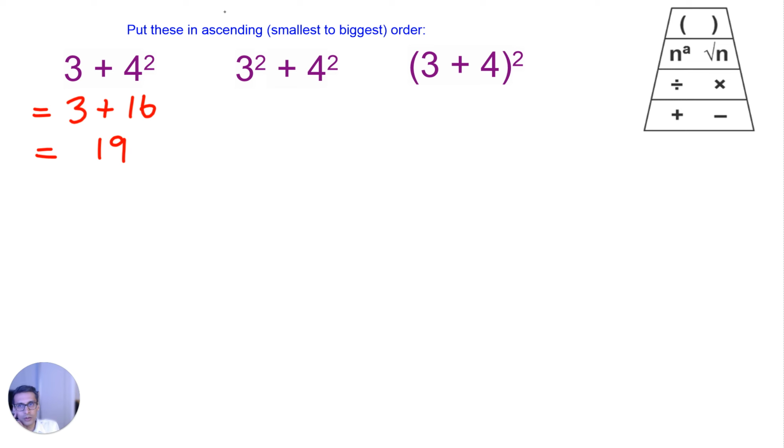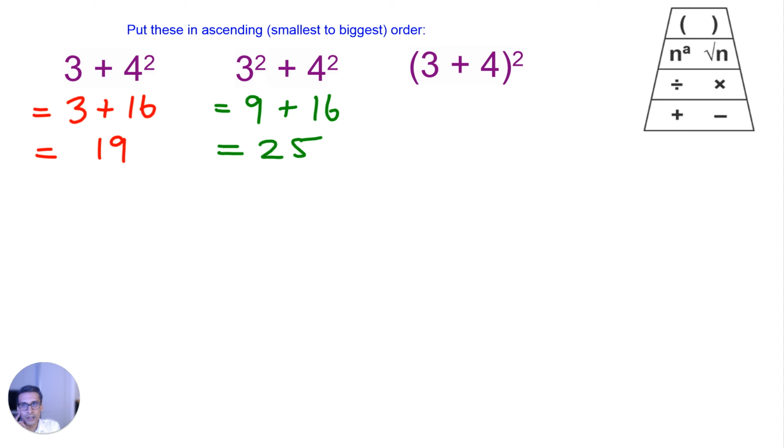Now we're going to work out the next one using the same method, the order of operations. So this time we've got 2 different indices and then we're going to add them up. So we do the indices first. In this case, 3 times 3 is 9 and 4 times 4 is 16. I hope you didn't do the common mistake of 3 times 2 or 4 times 2. We don't want to do that. When you square something, you multiply by itself. So 9 plus 16 is 25.